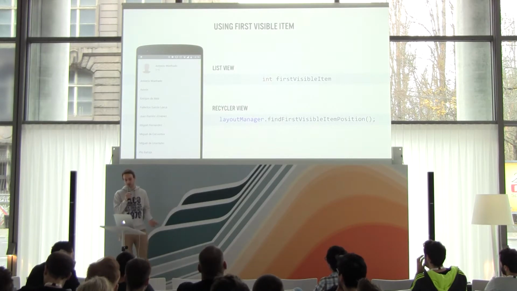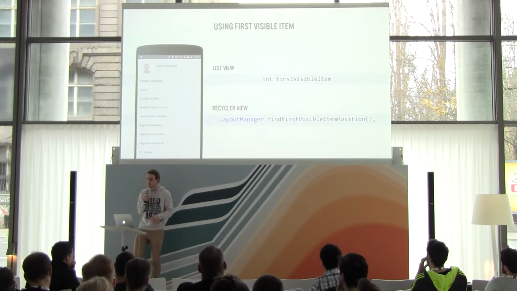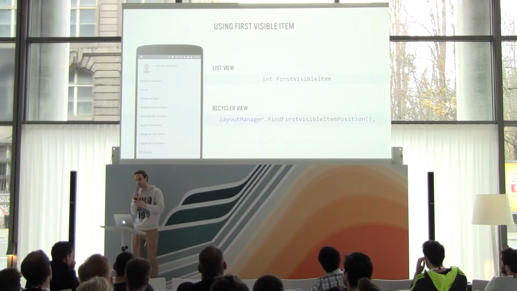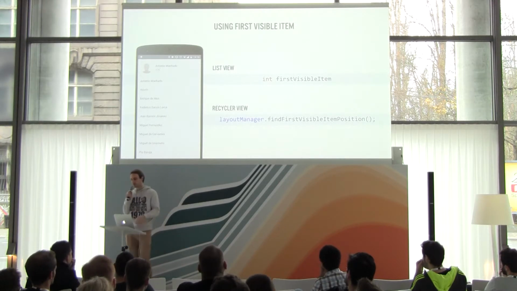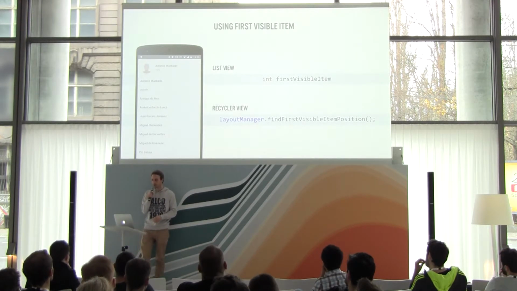This is another example of using the first visible item. You have that in the list view. You have that in the recycler view. You can get them in different ways. In the list view, you get it for free. Recycler view has a layout manager that knows who the first visible item is.